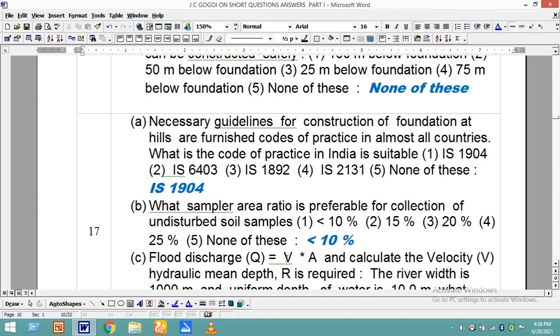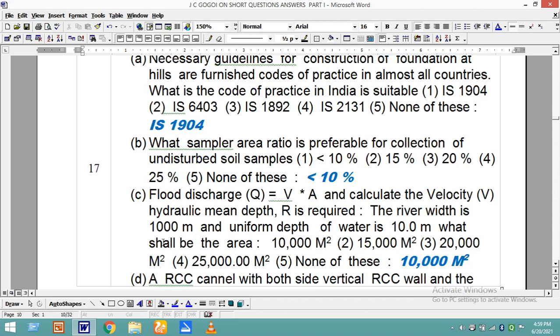Flood discharge Q is generally velocity into area, and the velocity is calculated on the basis of hydraulic mean depth R, which is required. The river width is 1000 meter and uniform depth of water is 10 meter. What shall be the area? 10,000 square meter, 15,000 square meter, 20,000 square meter, 25,000, or none of this? Because area A will be B times H. H is uniform. Somewhere it may be 9 meter, somewhere 10, 11 meter, but in uniform depth of 10 meter, so it will be 10,000 square meter.